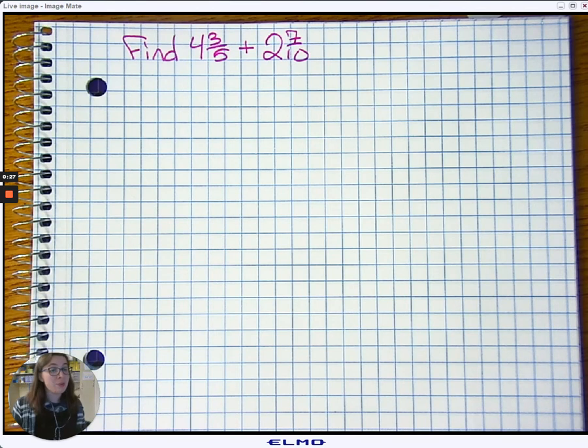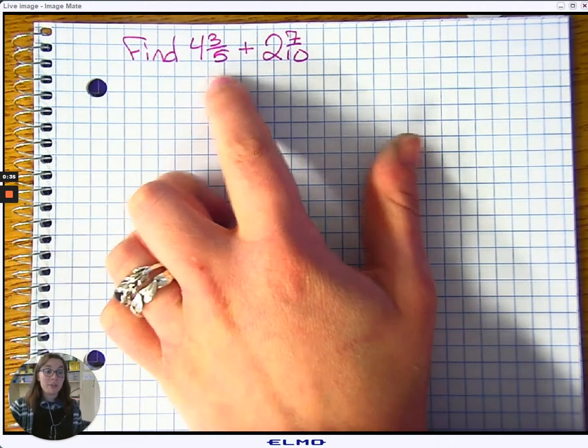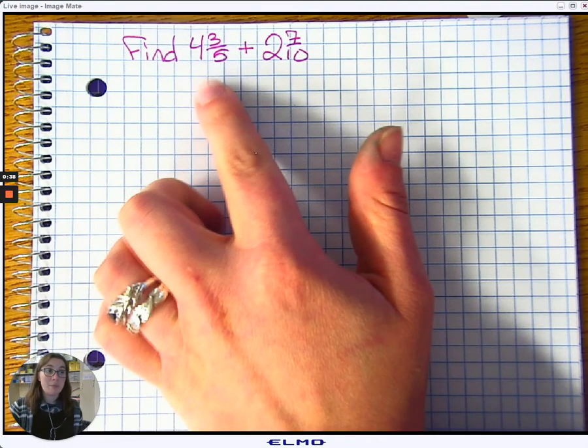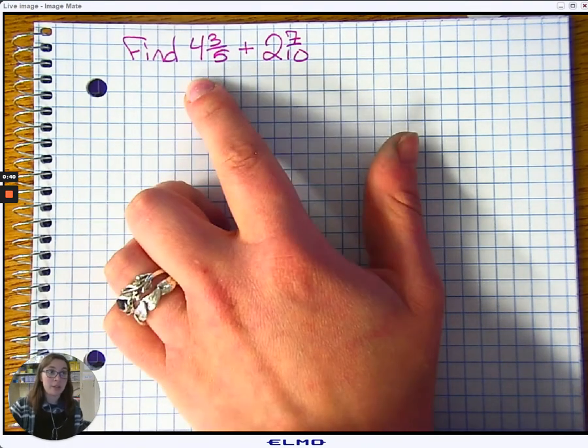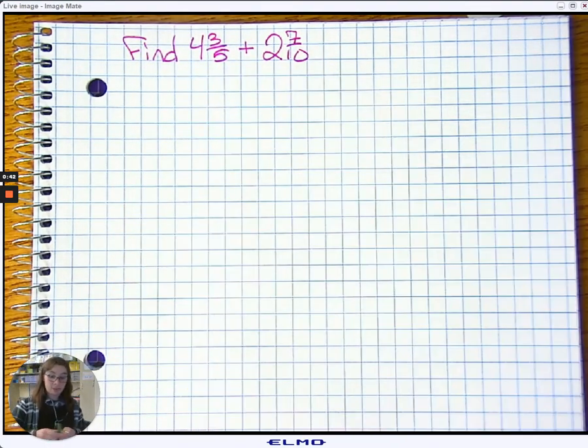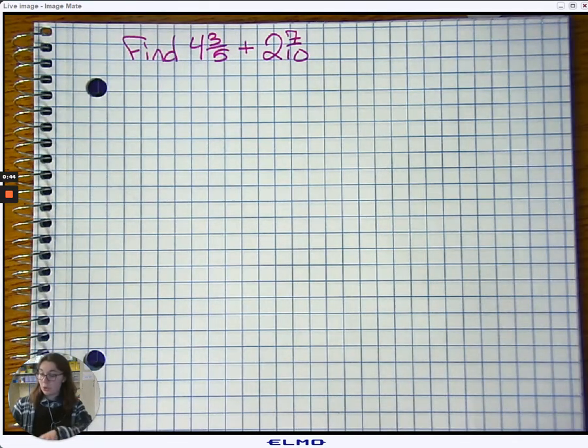This is different from the last one because when we did it the regular way in 4.3 yesterday, the first step was to make these improper fractions. But this time we're going to make them have a common denominator first. We're going to let the whole numbers stand by themselves. So let's go ahead and do that.